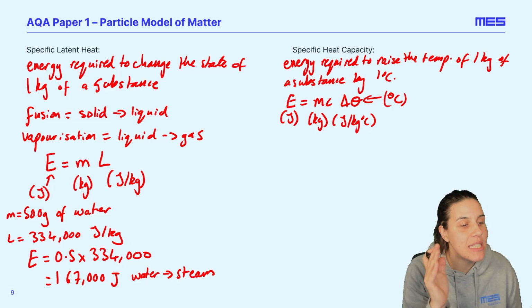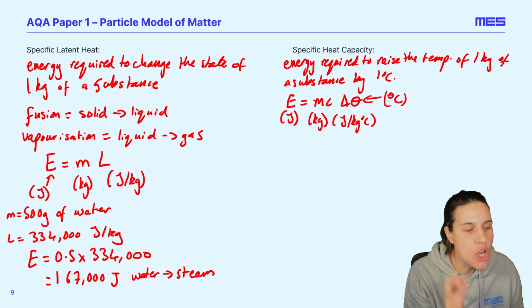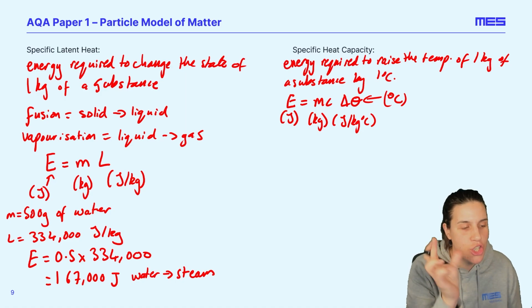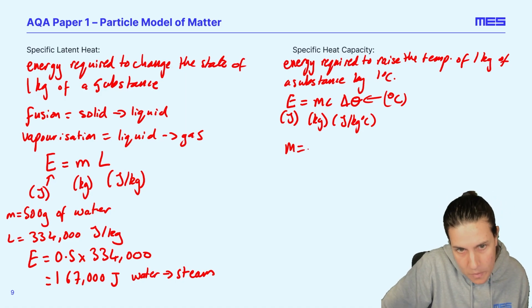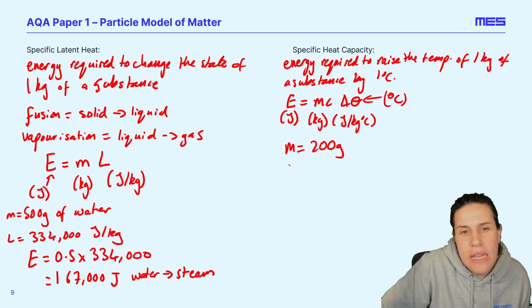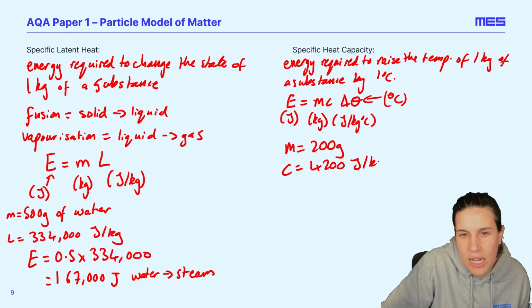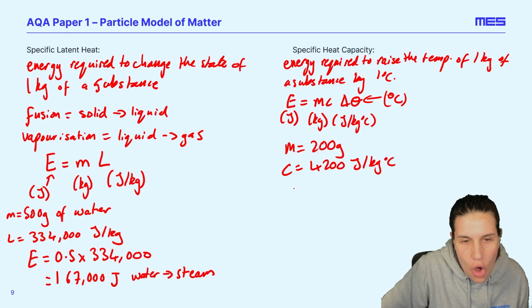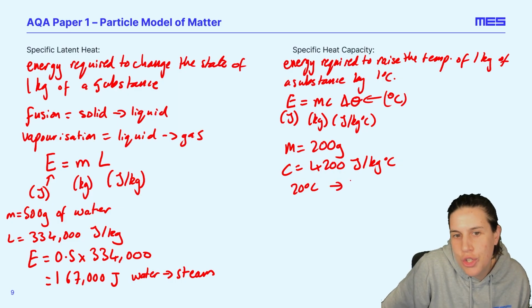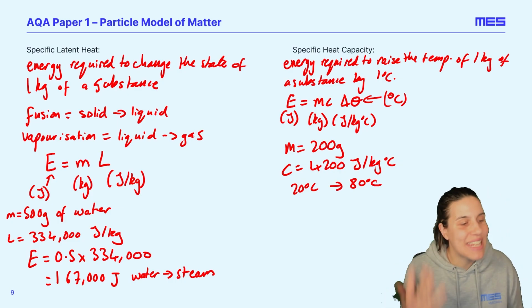Okay. Now, because this is the change in temperature, we're not interested in what the starting temperature is or what the ending temperature is. We're interested in what the change in temperature is. So let's imagine that we're heating 200 grams of water. The specific heat capacity of water is 4,200 joules per kilogram degrees C. And let's say we're heating it from 20 degrees to 80 degrees. So this might be in a kettle.